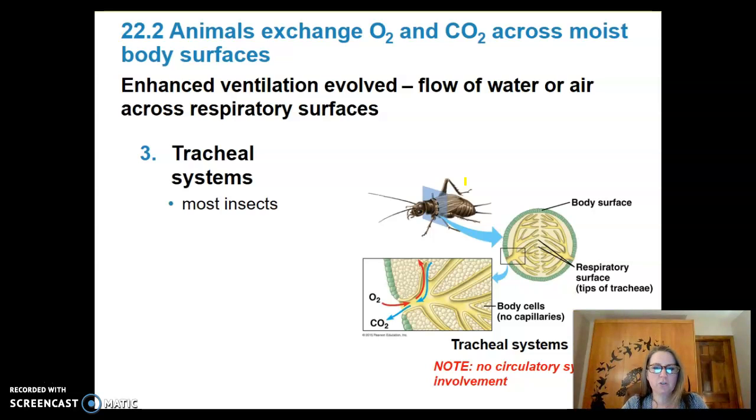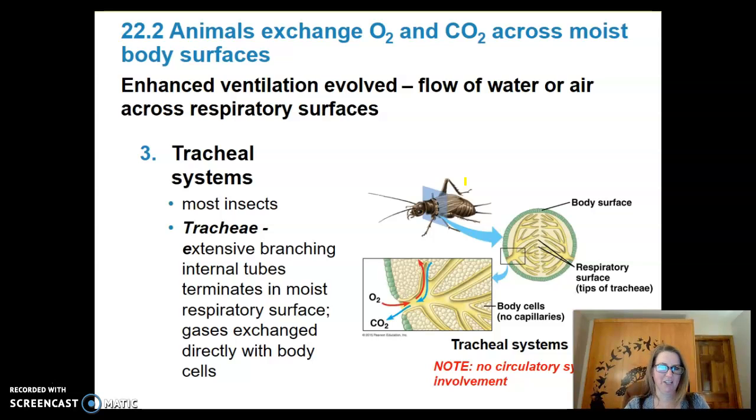So there's no circulatory system involvement. It's just simply those gases moving from regions of high concentration to low concentration. So CO2 accumulates in the organism's body, so it's going to move to the lower concentration, which is in these tracheal airways, and then oxygen being in higher concentration outside the body. In the air, it's a higher composition of air. Oxygen in the air outside the body is going to move through the trachea to the tissues, because oxygen is naturally going to be lower there.